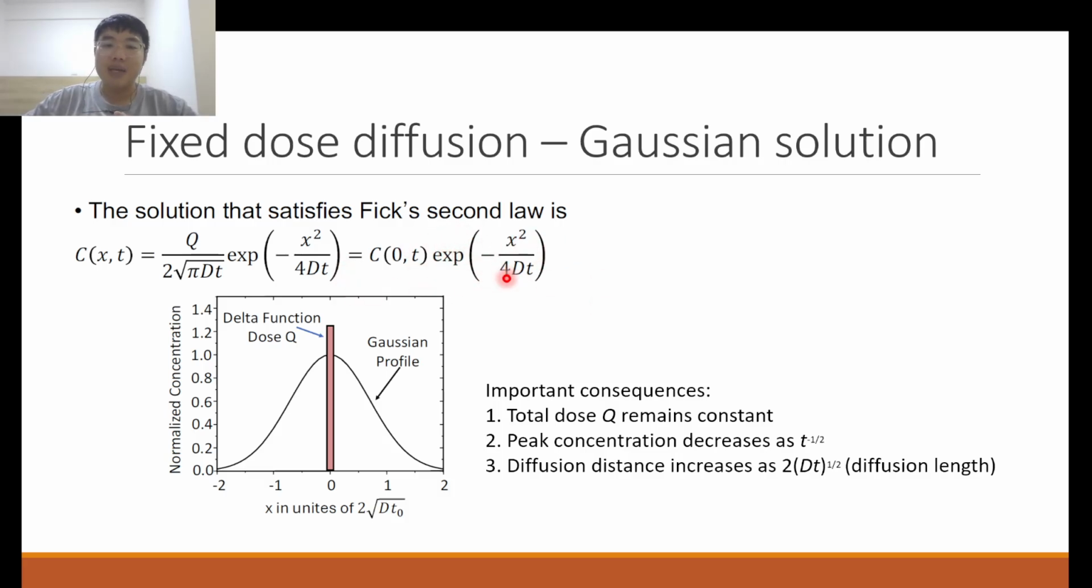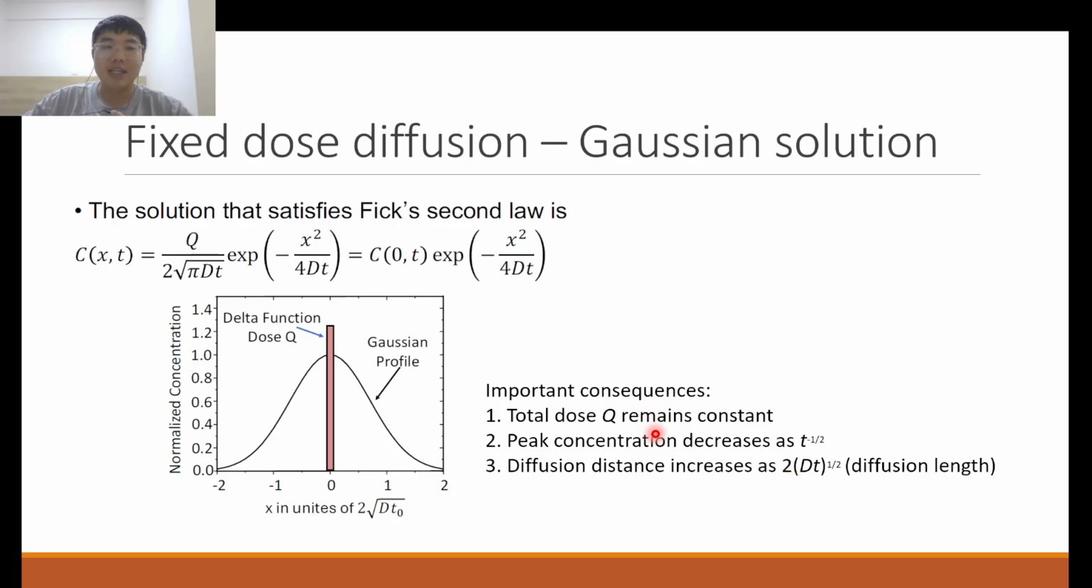So what does it mean when it is a function of t? That means the peak concentration, as you can see from this expression, decreases as t increases according to this relationship. And the diffusion distance, which is how spread out it is, also increases as t increases according to this mathematical relationship.